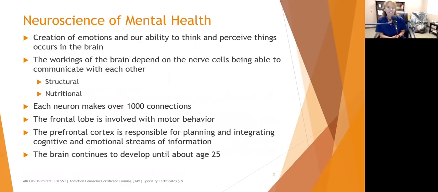The other thing that's important to remember in neuroscience is the brain continues to develop until you're about 25. That impulse control area is still developing until about 25. So we want to make sure that in this development process, the brain has all of the abilities through good sleep and adequate care and good nutrition and all that stuff to develop as fully as possible.